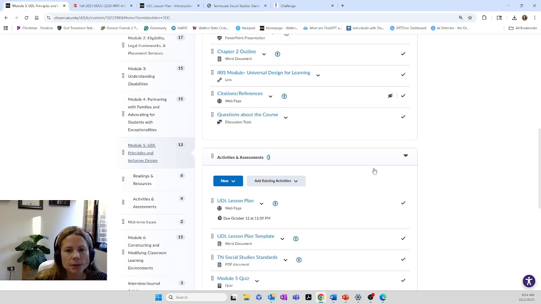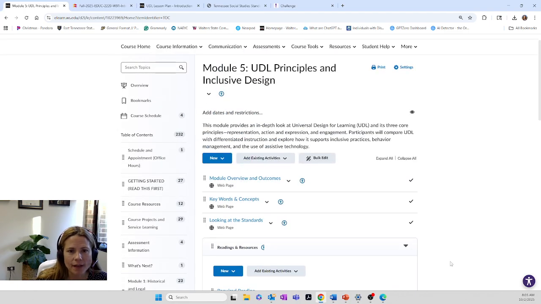All right, so let's go ahead and jump into Module 5. So as I mentioned, Module 5 is UDL or Universal Design for Learning. And this module is going to provide you with that look inside of UDL and how, yes, it differs from differentiated instruction. We're going to talk about how it does, but then how we're going to use this to design a lesson plan, to think about starting to meet the needs of diverse learners and what that would look like and how we would apply these principles to be able to meet those needs.